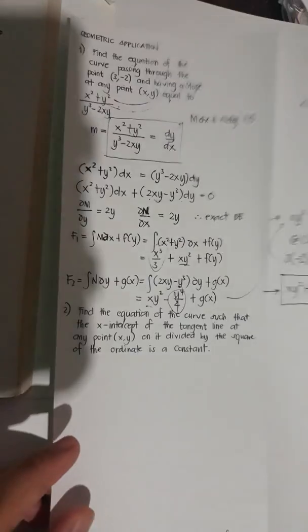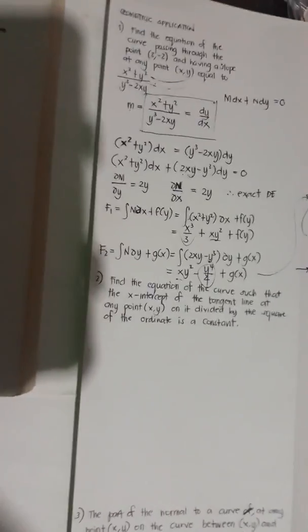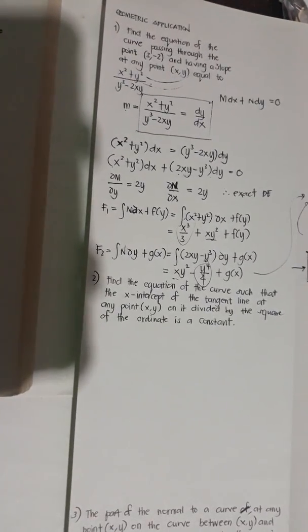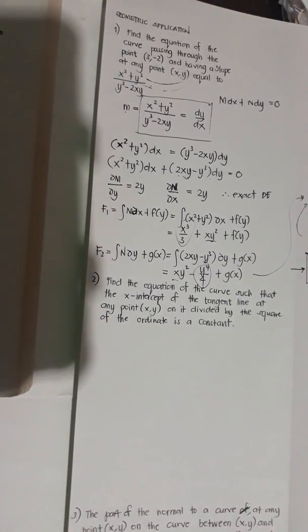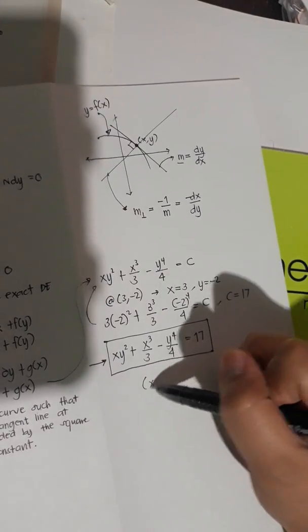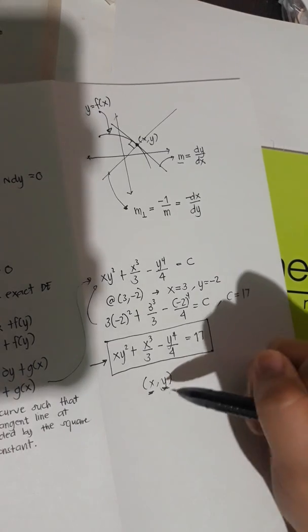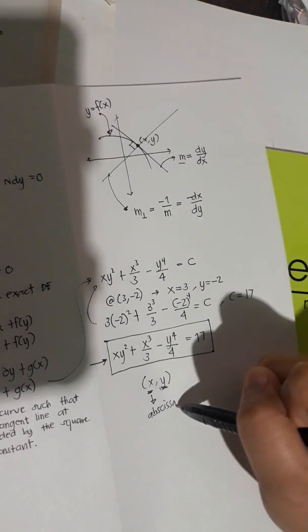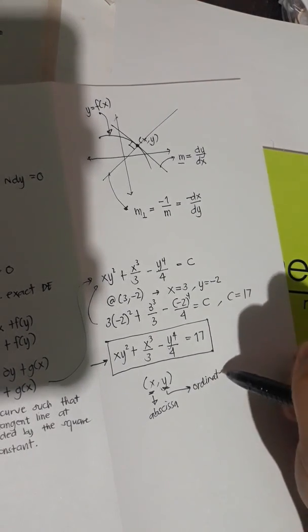Next we have: find the equation of the curve such that the x-intercept of the tangent line at any point xy on it, divided by the square of the ordinate, is a constant. When you say ordinate, if we have a certain point xy, this is the abscissa and the y coordinate is what you call the ordinate, if you still remember.